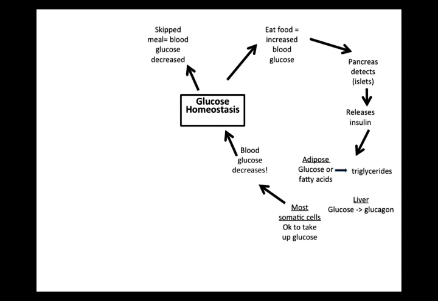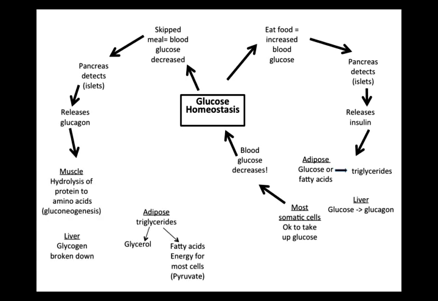If you skipped a meal instead of eating food, then your blood glucose would decrease. So the pancreas again would detect this change. It would release some glucagon instead of insulin in this case, and it would use that on several different targets again. The glucagon would affect the muscle cells, and it would start hydrolysis of some of the proteins into amino acids.